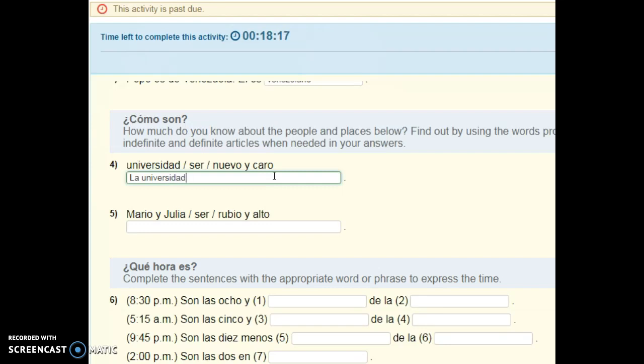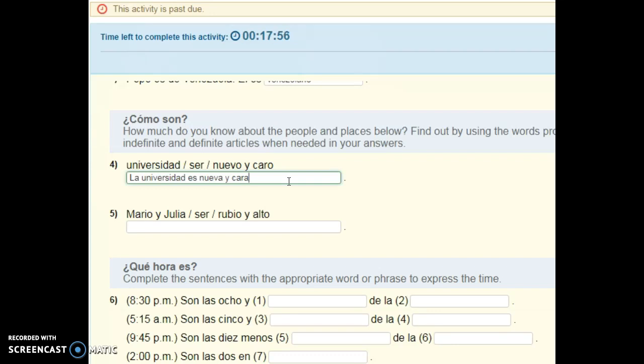La universidad. And then we have the verb ser, but we need to conjugate that verb for universidad. It's third person singular, so the conjugation is es. And then since universidad is feminine, we're going to say nueva y cara. And I've had students ask, how do we know that universidad is feminine?